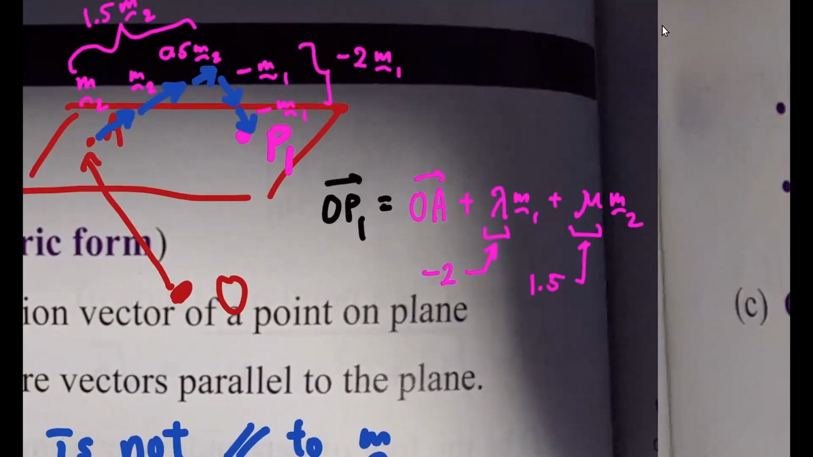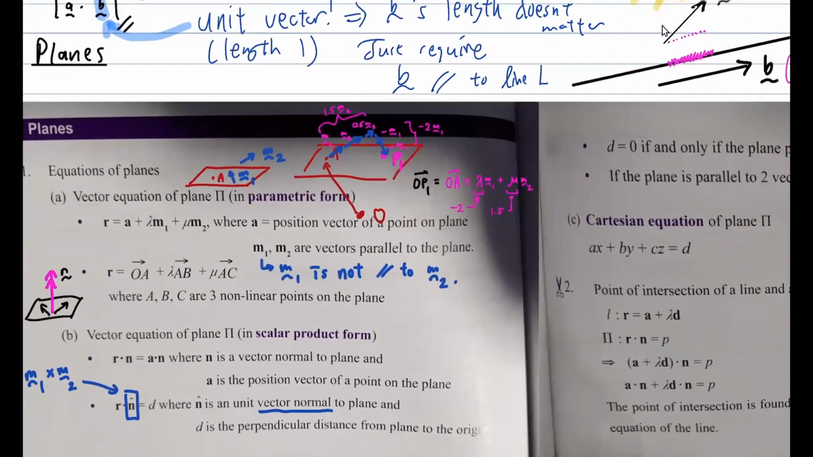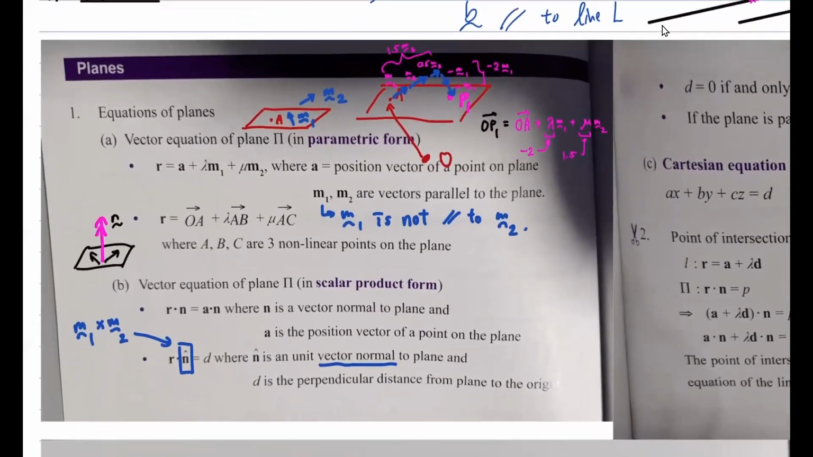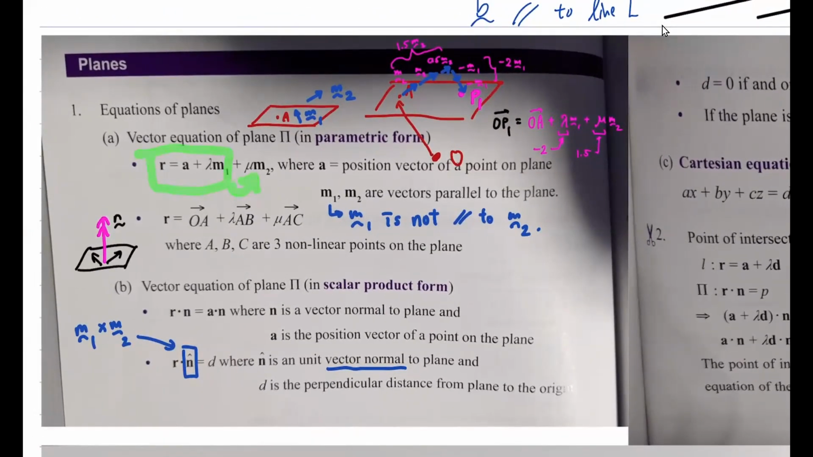So you can repeat that procedure for any other point, P2, P3, P4, anywhere on the plane, provided you have these M1 and M2. You just add on one scalar multiple of M1 and another scalar multiple of M2. You can try with other points on your own, but basically that's the general formula. It's the same as the vector equation of a line, same idea, but you add on an extra dimension, an extra mu M2.